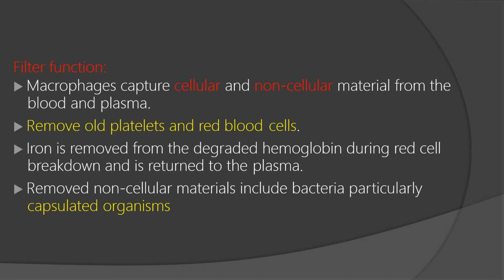Coming to filtration function of spleen, macrophages capture cellular and non-cellular material from the blood and plasma, remove old platelets and red blood cells. Iron is removed from the degraded hemoglobin during red cell breakdown and is returned to the plasma. Removed non-cellular materials include bacteria, particularly capsulated organisms. This is the filtration function of the spleen.